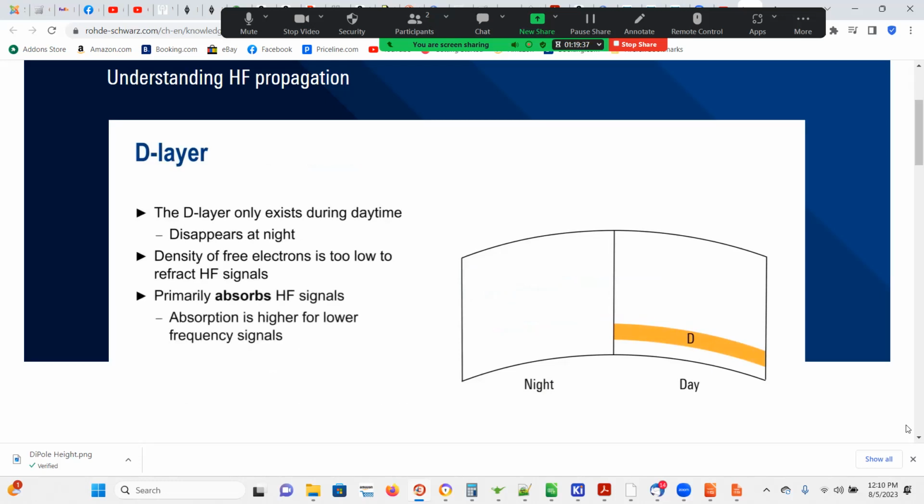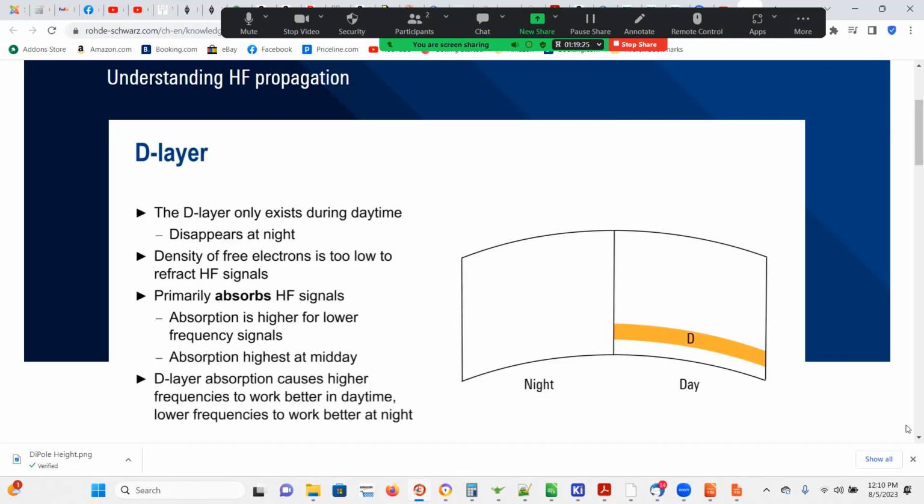This absorption is higher for lower frequency signals than for higher frequency signals. Absorption also increases with increasing ionization, so absorption is usually highest at midday. For these reasons, the properties of D-layer absorption mean that higher frequency HF signals work better during the daytime, whereas lower frequency signals work better at night, after this layer has disappeared.